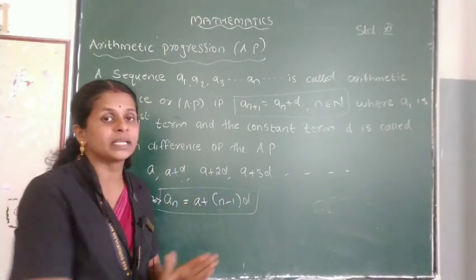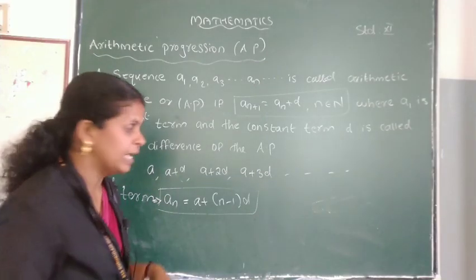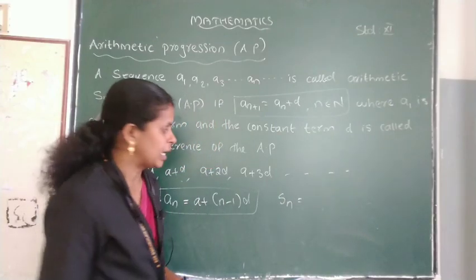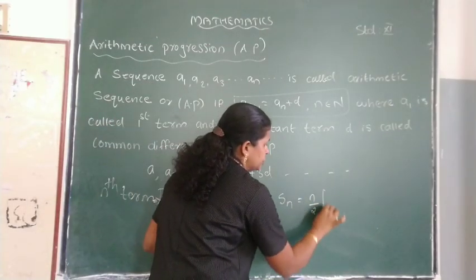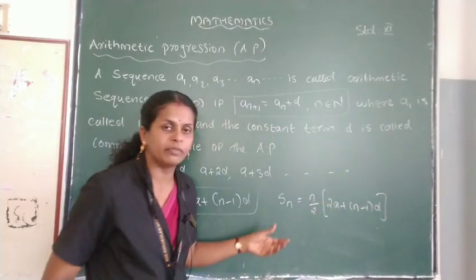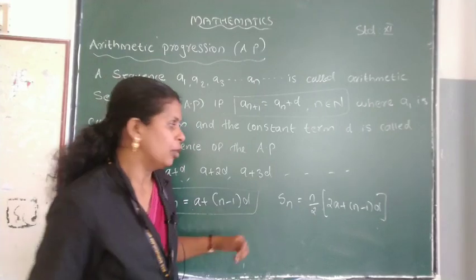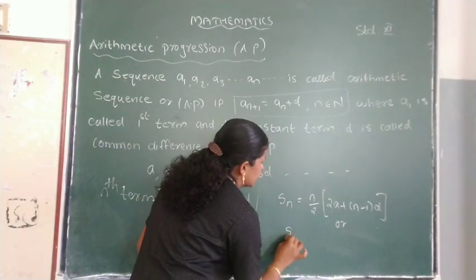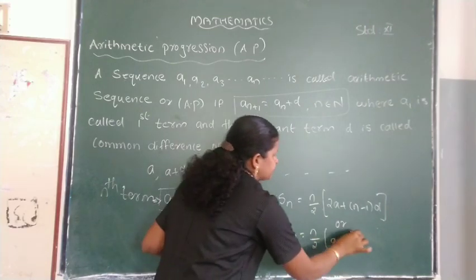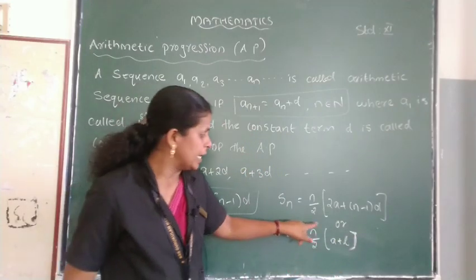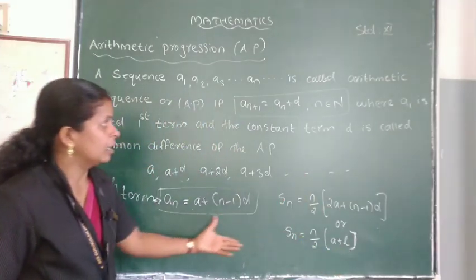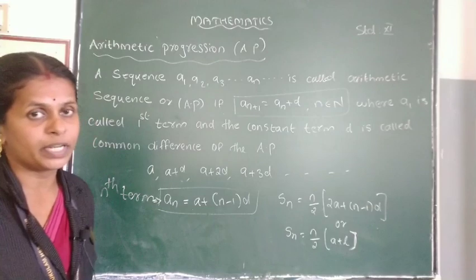For finding the sum of n terms also we have a formula. That also we have learned in the previous year. So Sn equals n by 2 into 2A plus n minus 1 into D. This is one formula for finding the sum to n terms, right? One more formula is also there: Sn equals n by 2 into A plus L. Here n is the number of terms, A is the first term and L is the last term. So these are the basic things about arithmetic progression.